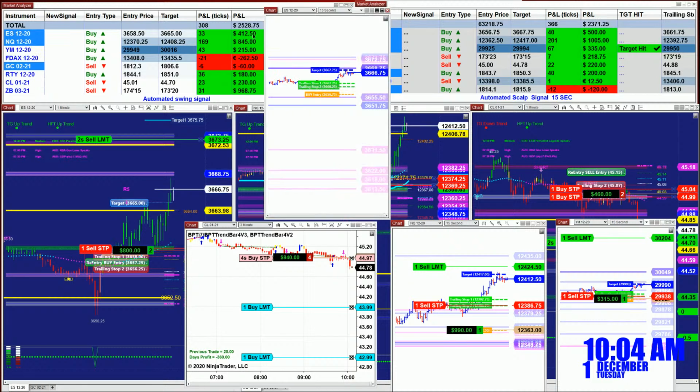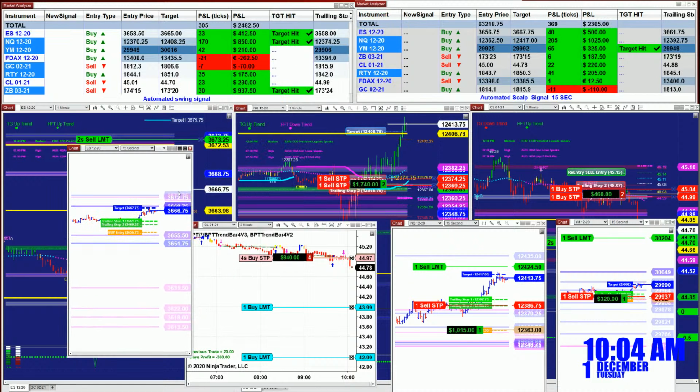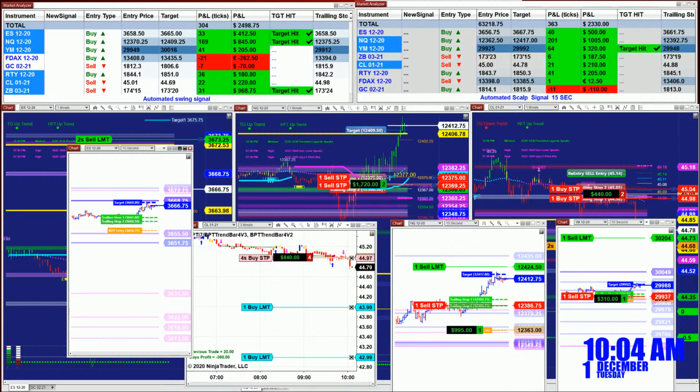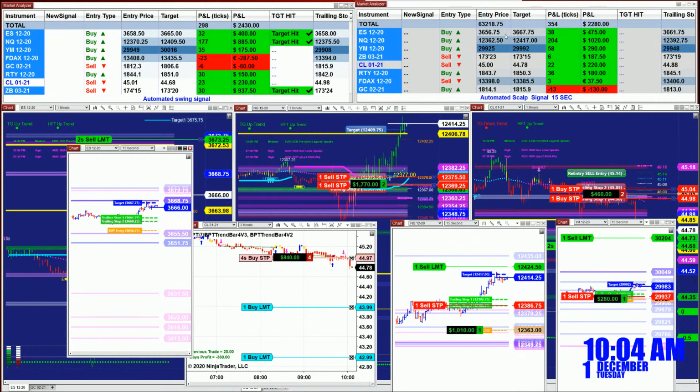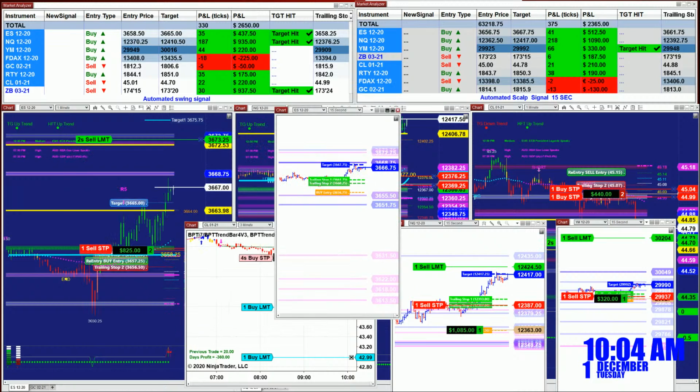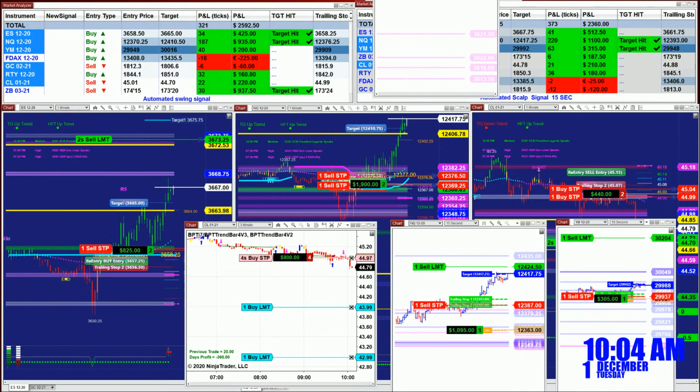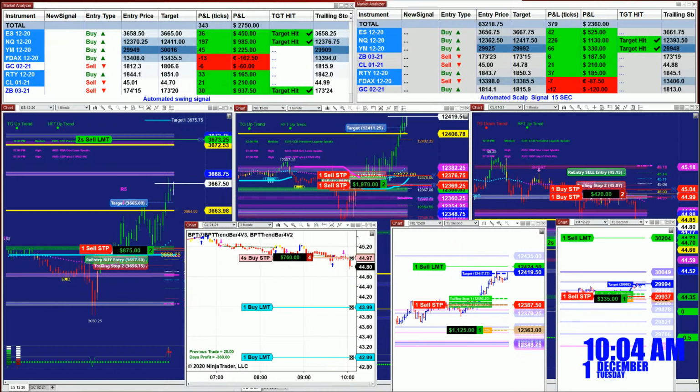The ES just closed position. I didn't mess with the ES. It just closed position. Target hit. Nailed 38 ticks based on one contract. So we're doing fine.